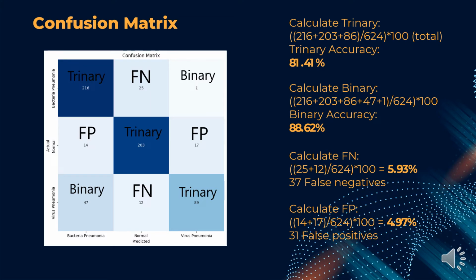So before diving deeper into the presentation, I'd like to explain what this confusion matrix is all about. This is how we calculated our trinary and binary results, along with any false negatives and false positives. Trinary results refers to the bacteria pneumonia, viral pneumonia, and normal classes. However, we determined that we may be able to get a better accuracy if we combine both bacteria and viral pneumonia into just a pneumonia class, making our results binary in nature.